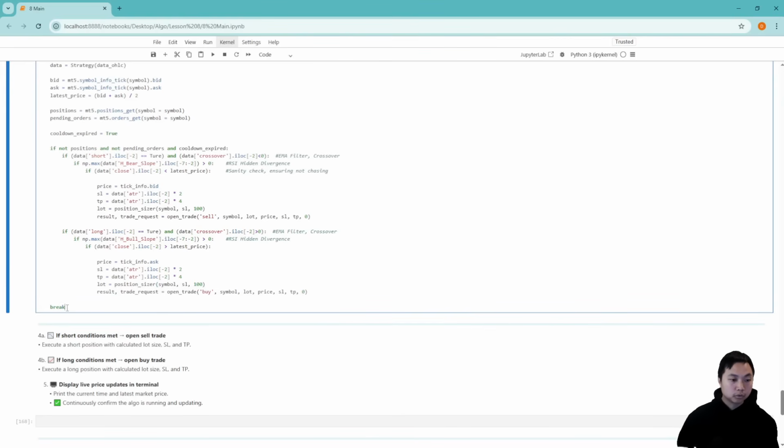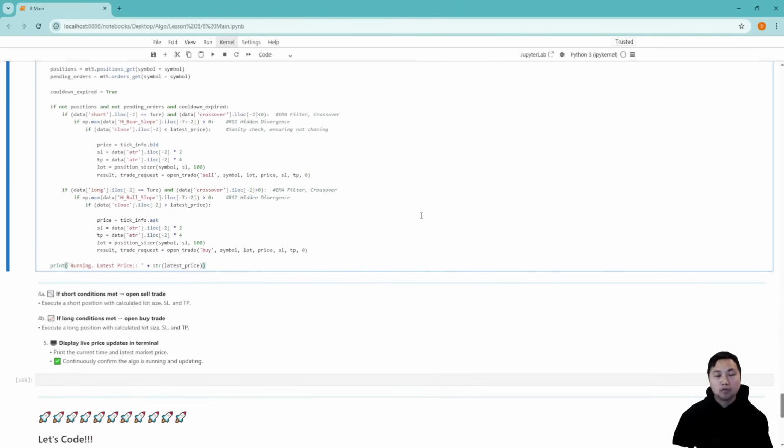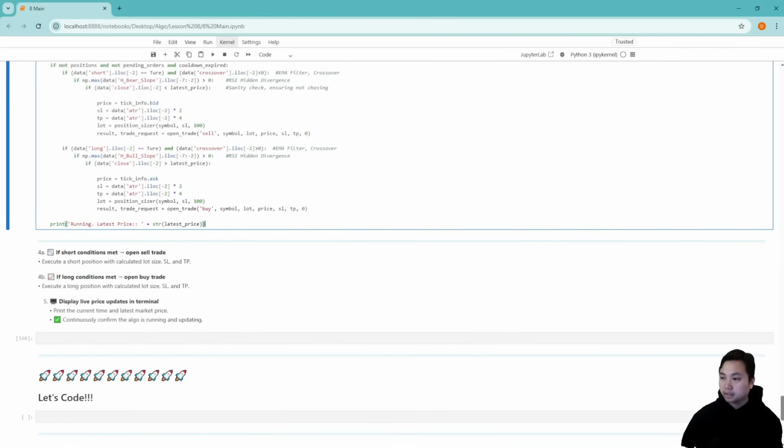Inside this value, we remove this break. But what I'm going to do is simply say it is running, showing the latest price. So this way we can visually confirm that the algo is continuously updating the real prices.